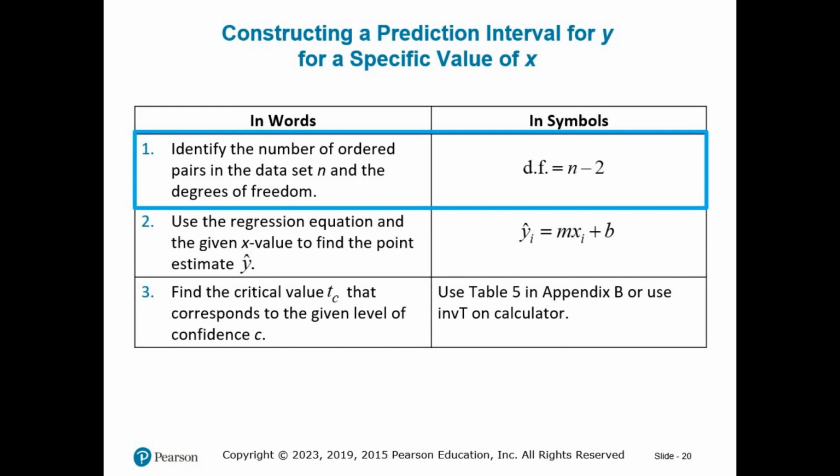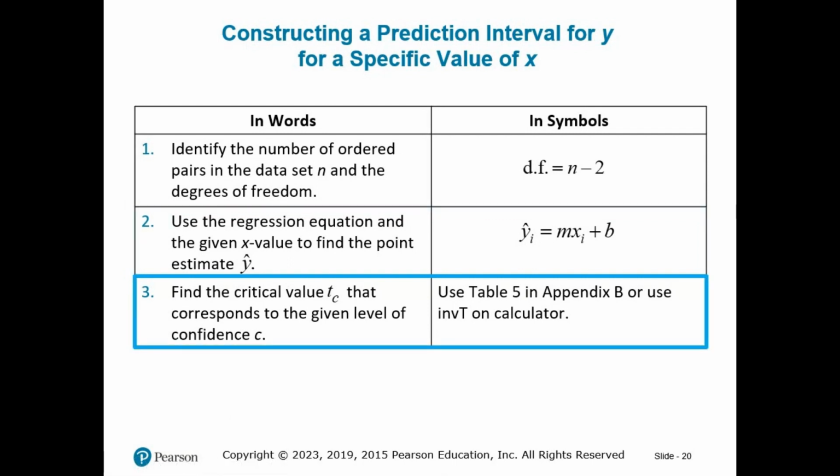Again, here's how we did that in words and symbols if you need that. First, identify the number of ordered pairs in the data set, n, and the degrees of freedom. And remember, it's n minus 2. Next, use the regression equation and the given x value to find the point estimate y hat. After that, find the critical value t sub c that corresponds to the given level of confidence c. Use Table 5 in Appendix B or the inverse t function on your calculator to do this.